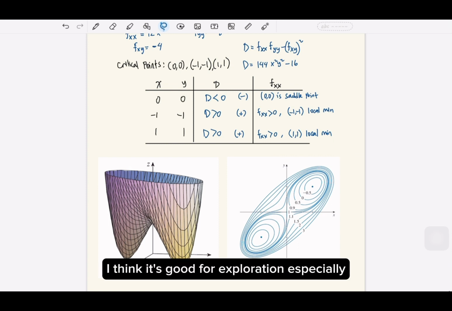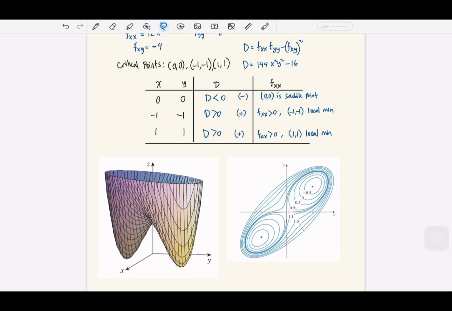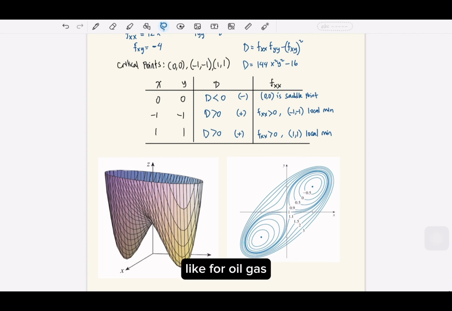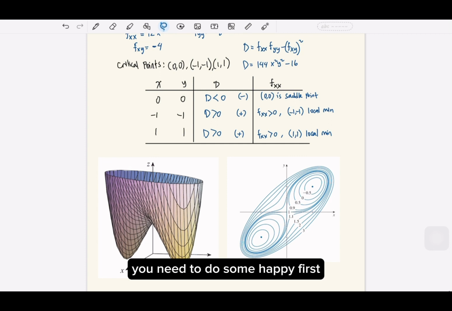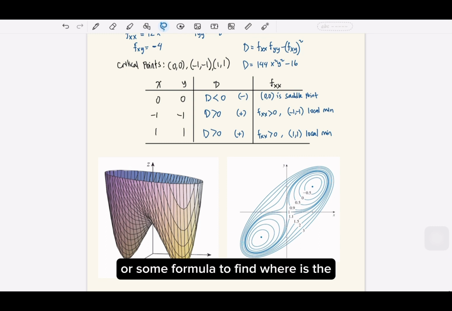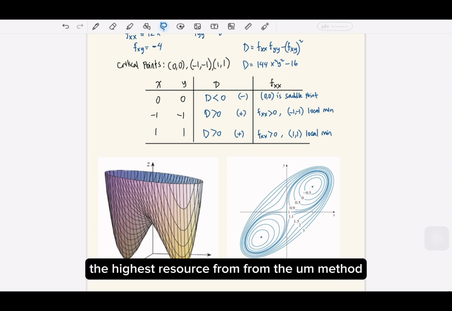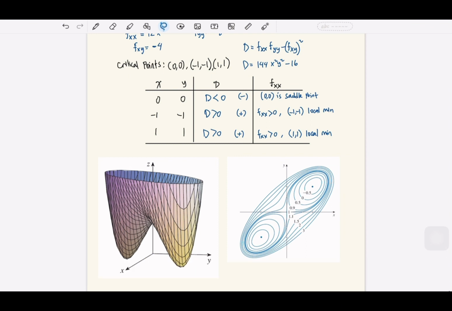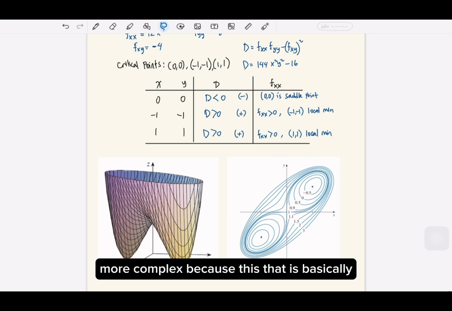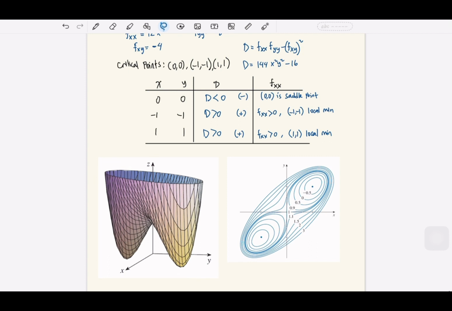Now, I think it's good for exploration, especially for finding where the resources are. Like for oil, gas, you need to do some mapping first, and then you can predict, because there is some method or some formula to find where is the most resource area, the highest resource from that method. Okay. And you will see contours like this, but I think more complex, because it's basically the surveys of maybe mountain areas. Okay.